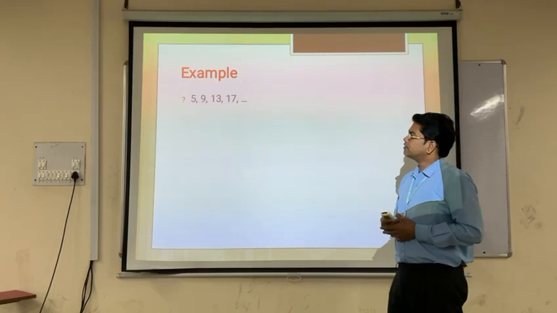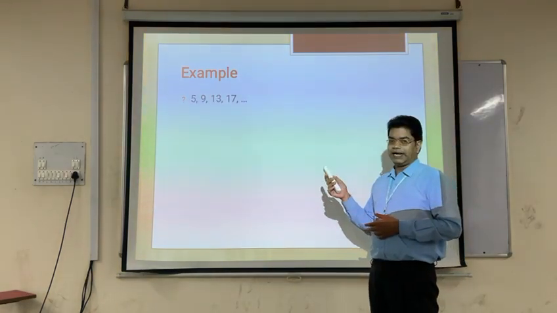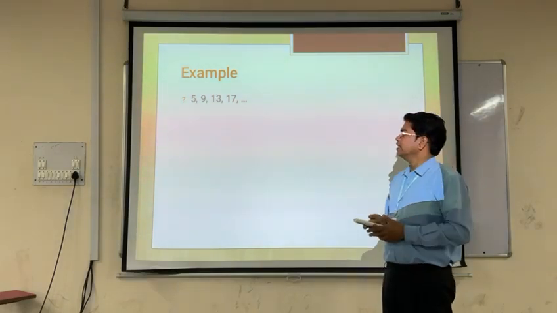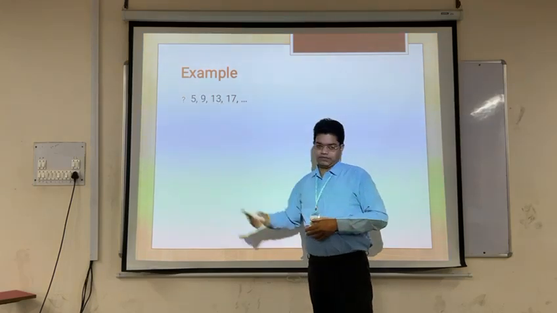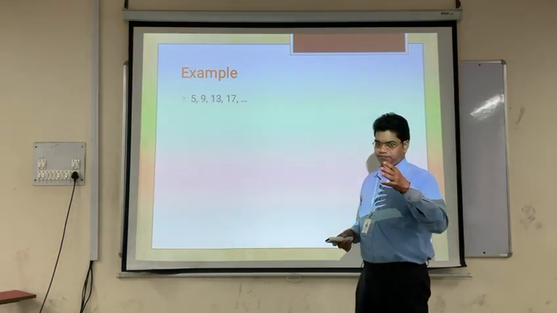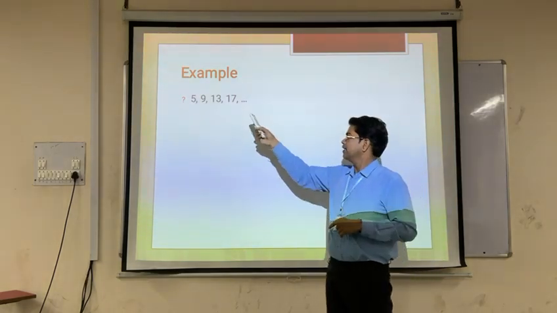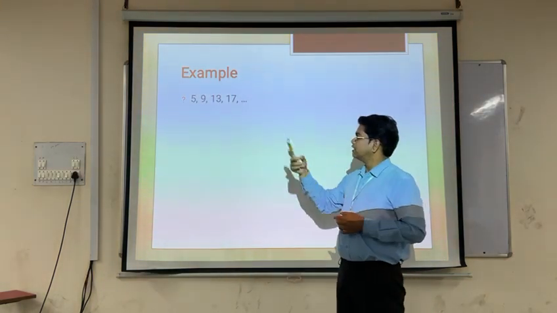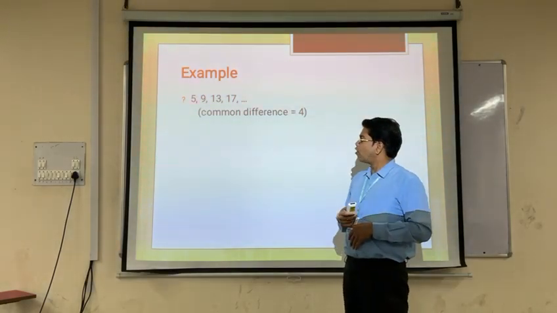So, first example is 5, 9, 13, 17 and dot dot dot. Dot dot means continuation. Now see, in this example if you take any two terms, what is the difference? Yes, 4. 4 is the difference. 9 minus 5, 4. 13 minus 9, 4. 17 minus 13, 4. So here common difference is 4.